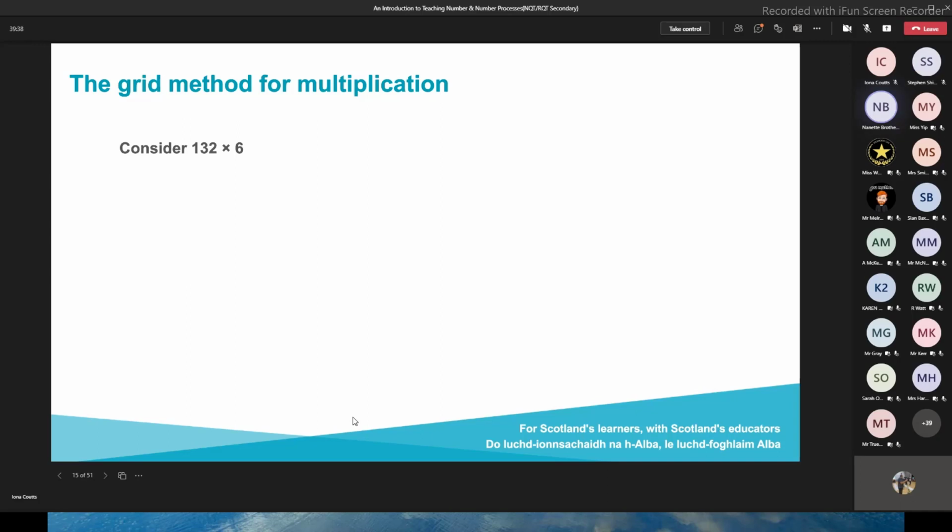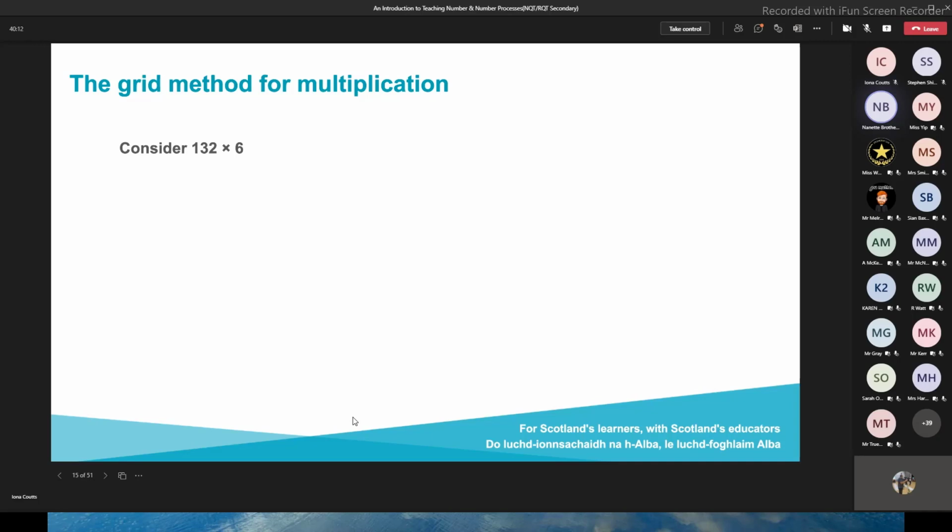So lots of information there in quite a short period of time, and we're now moving on to look at another possible method that you might want to explore. So we're starting with the grid method. You'll find that it's exemplified in the professional learning resource throughout 2nd level. But what we're going to do this afternoon is take a look at how the method could be developed to support the understanding of the distributive property and linked to algebra.